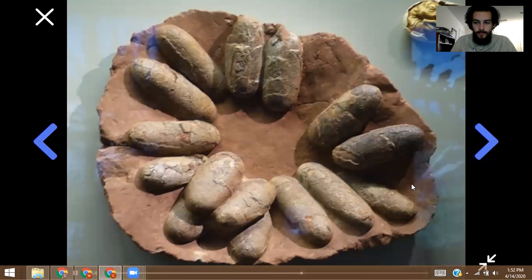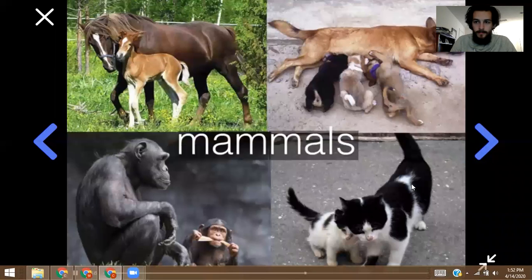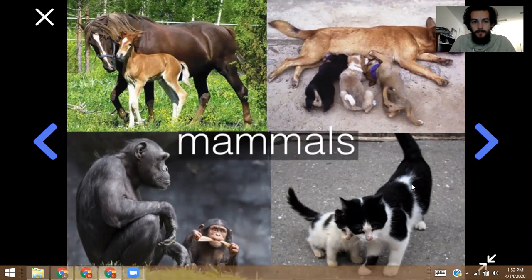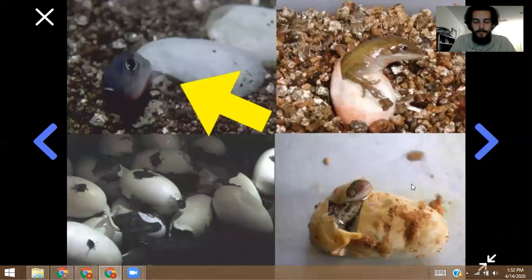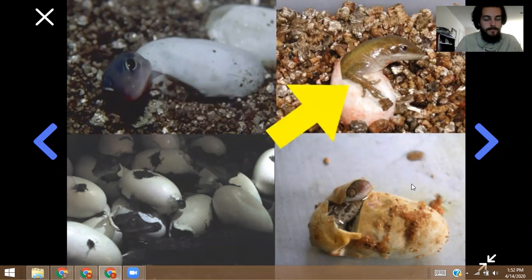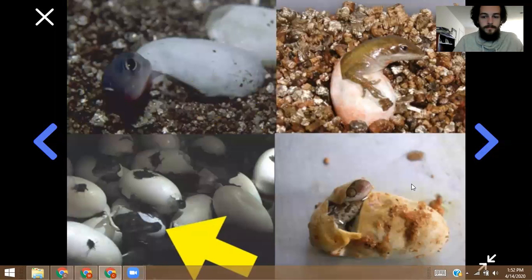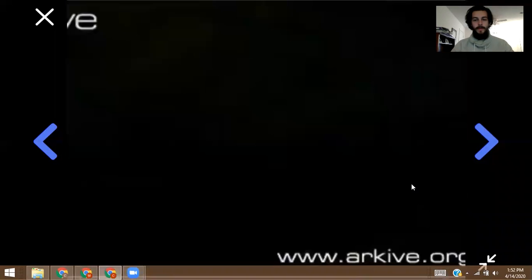Now think about what kinds of animals today lay eggs. Do mammals lay eggs? Horses, dogs, cats, chimpanzees, the animals with fur. No, these animals don't lay eggs. But do reptiles lay eggs? Oh, you bet. Here's a picture of a baby gecko hatching, a baby lizard, baby crocodiles, a baby snake. Here you can see some baby iguanas actually coming out of their eggs.